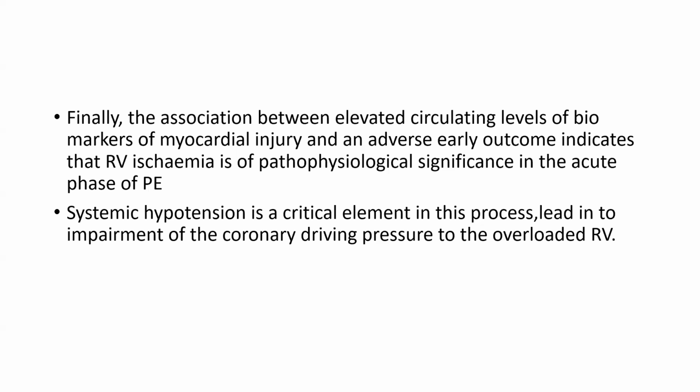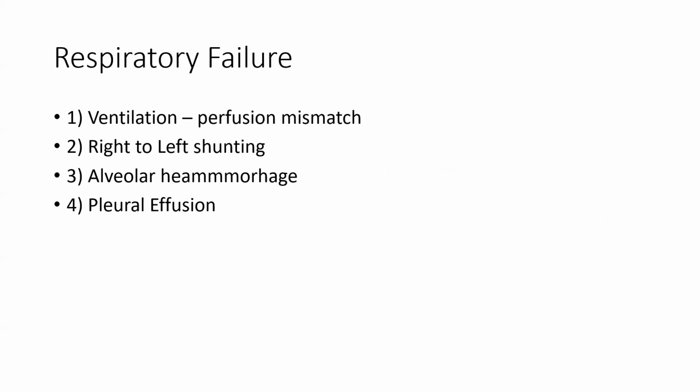Finally, the association between elevated circulating levels of biomarkers of myocardial injury and adverse early outcome indicates that RV ischemia is of pathophysiological significance in the acute phase of PE. Systemic hypotension is the critical element in this process and leads to the impairment of coronary driving pressure to the overloaded RV.